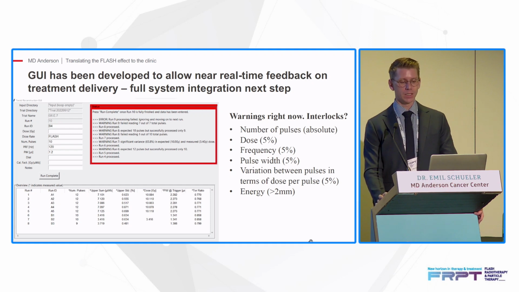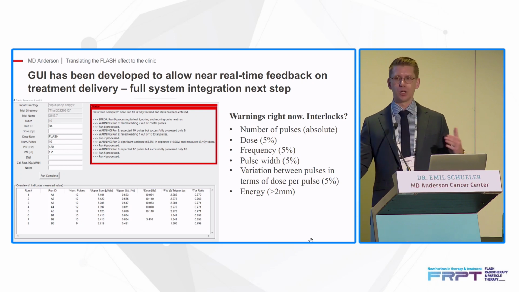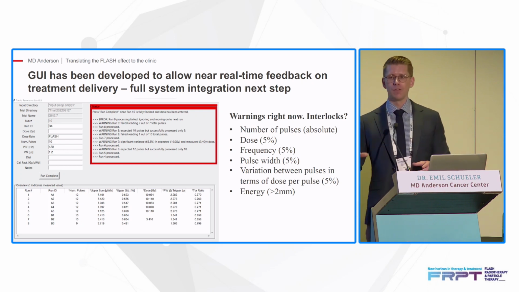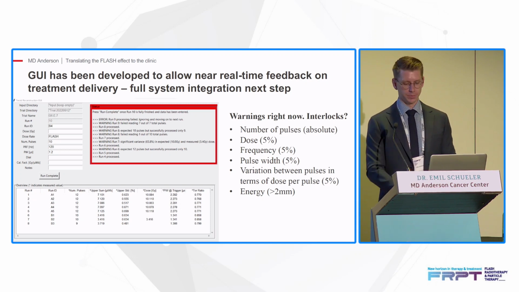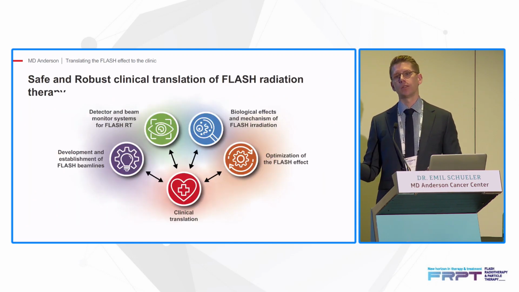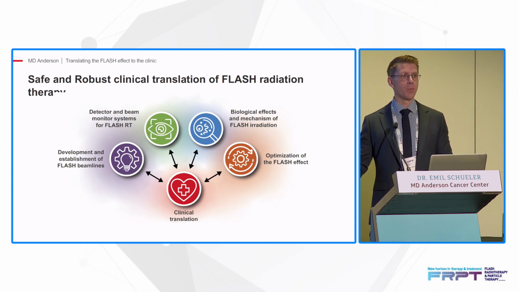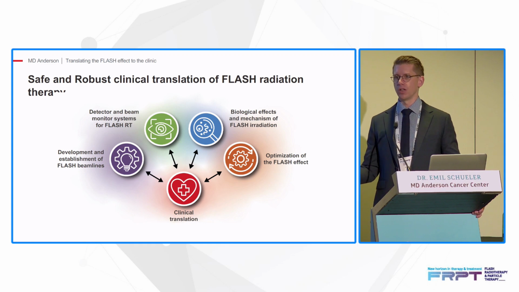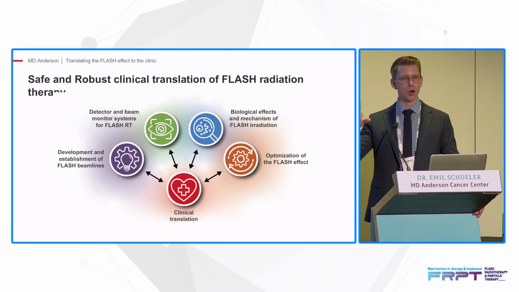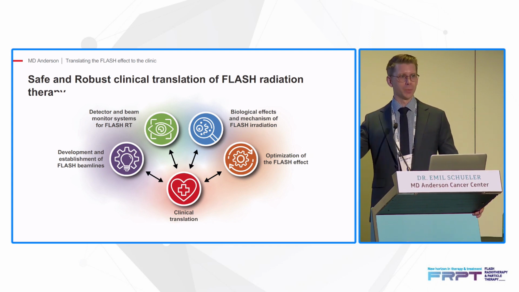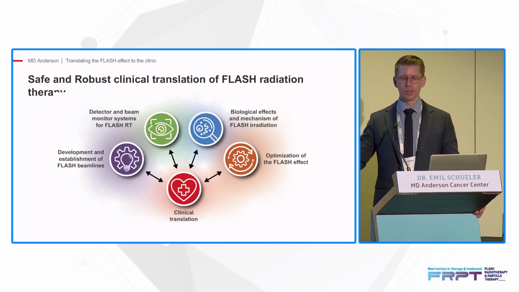But right now we are flagging if the number of pulses was wrong, which we fortunately have not seen, and then dose, frequency, pulse width, variation between pulses, as well as energy. This is obviously a very important aspect of the work that we're doing, making sure that we can deliver and monitor what we're delivering. The next step is going to be integration of this. So it's going to be a current-based delivery system, where you go away from number of pulses being delivered to actual dose delivered. But it is one of the components that we're working on.